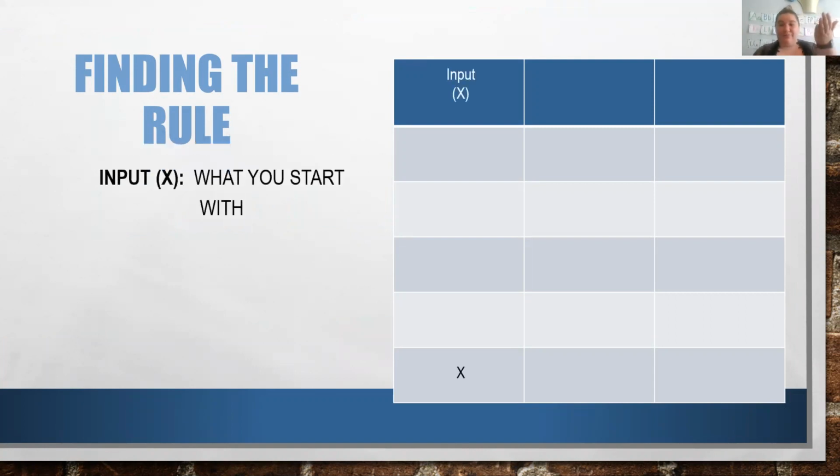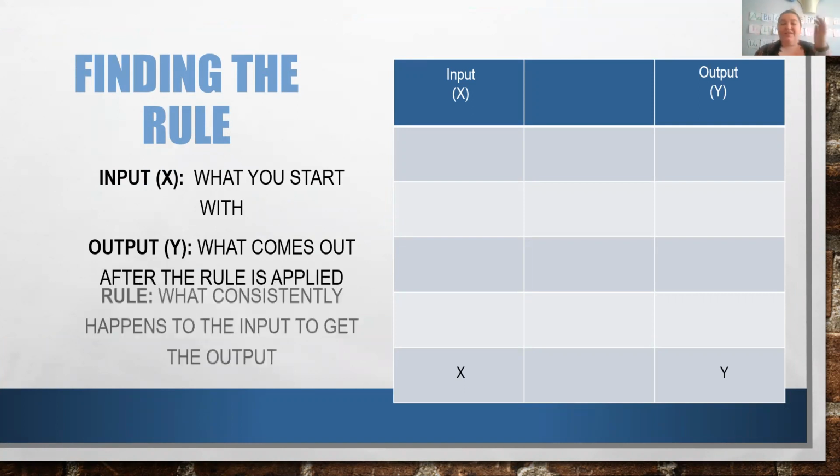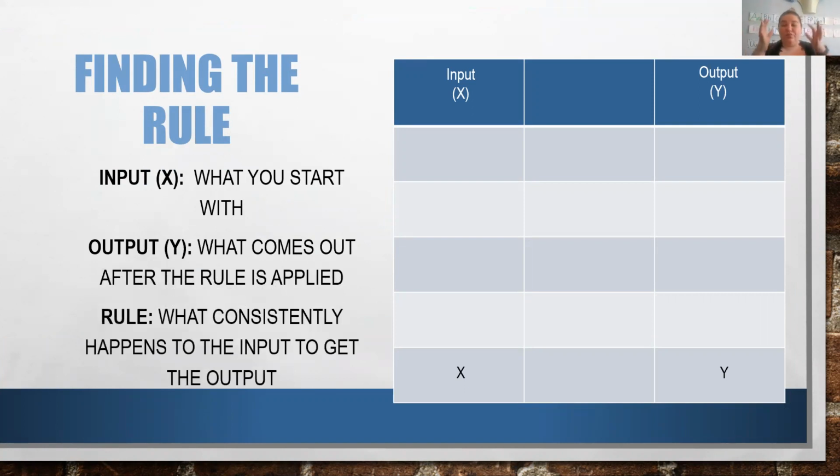Well, we have our input. Input is what you start with. Then you have your output. Output is what comes out after your rule's applied. So if something happens in the middle, that's your rule. A rule is what consistently happens to the input to get the output. So something happens every time to the input to get the output.